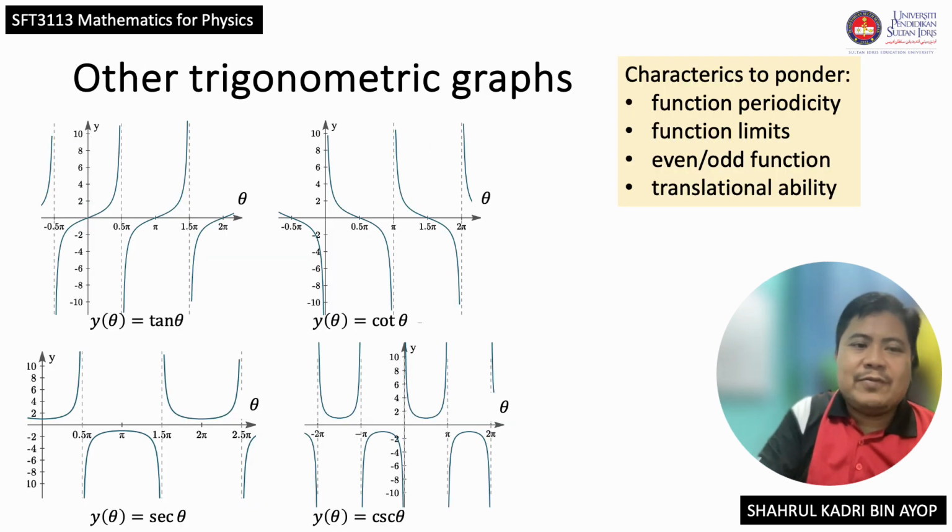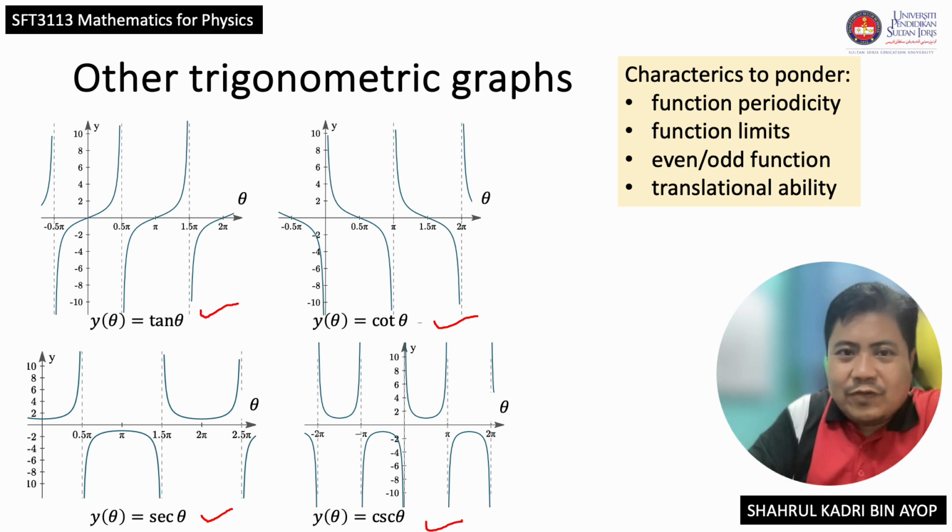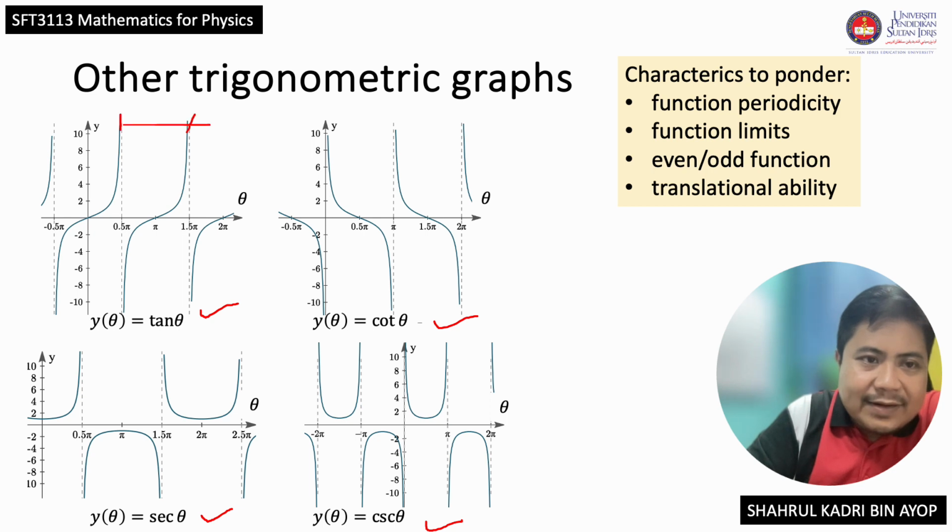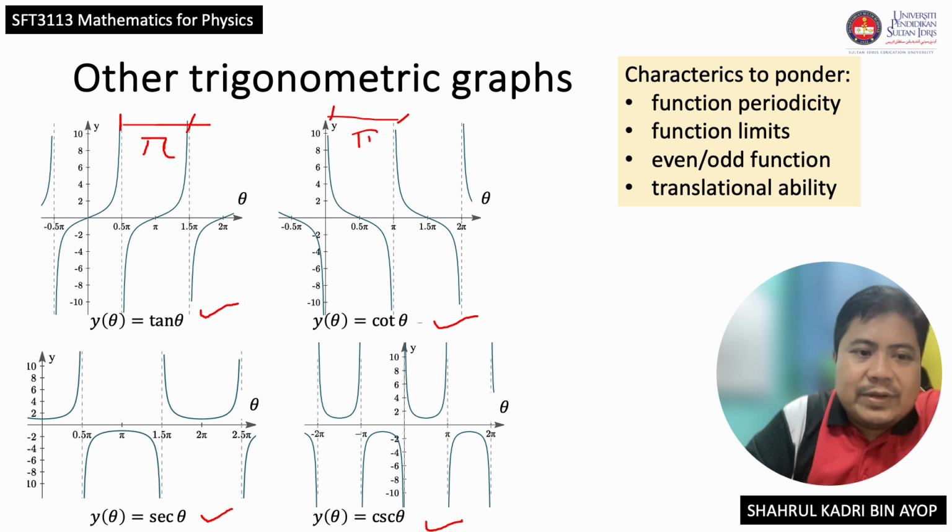The other trigonometric graphs, which are tangent, cotangent, secant, and cosecant, are illustrated here. The thing that you have to consider is the function's periodicity. They repeat themselves every pi here, right? This one is also the same, pi. So here too, they repeat themselves by pi.